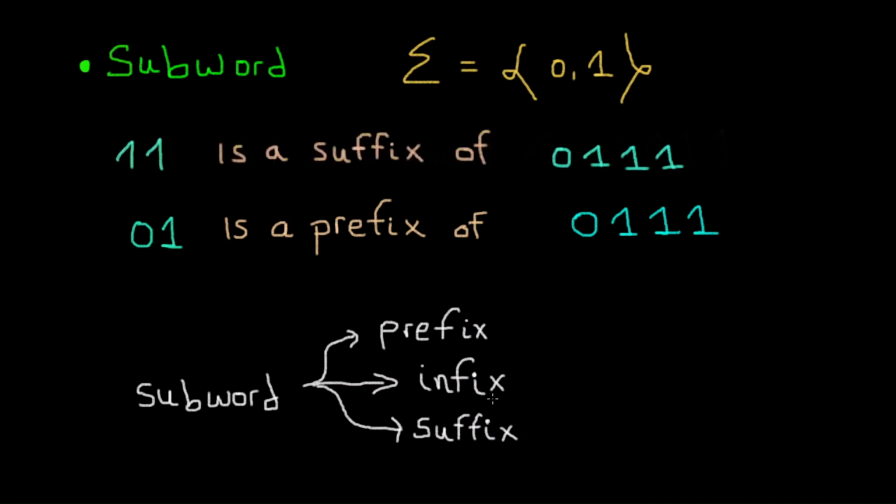A subword can also be a suffix of another word. This happens if it appears at the end of the word. And here we can see a very simple example. We can see how the subword 11 is a suffix of the word 0111 because the subword appears at the end.